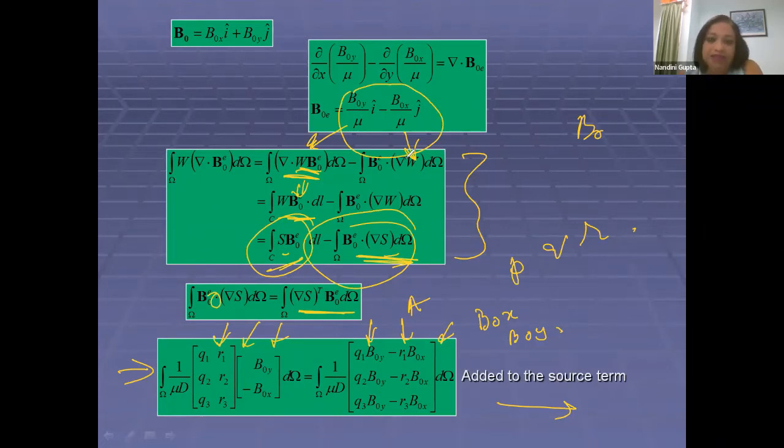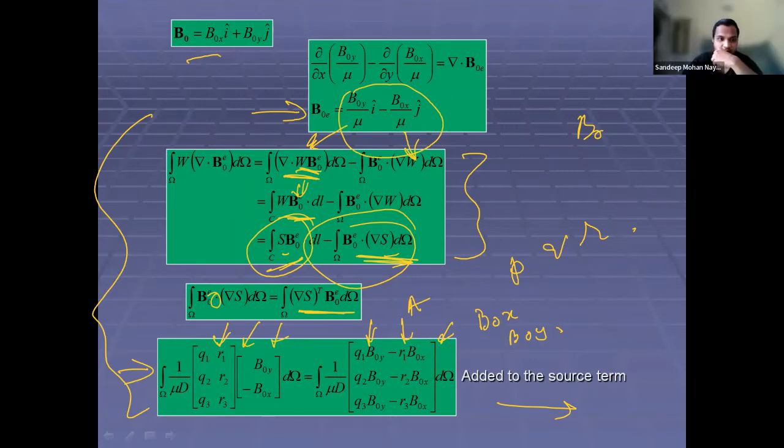Since I've not worked with B naught and I've worked with B naught E, how do I take that and how do I make that okay? That I will come to in the next slide. But as far as here, you can see that if, instead of taking B naught, you work with B naught E and you do this, this is what you get. You get a term which ends up in the right-hand side of the vector. Then let us see what happens.